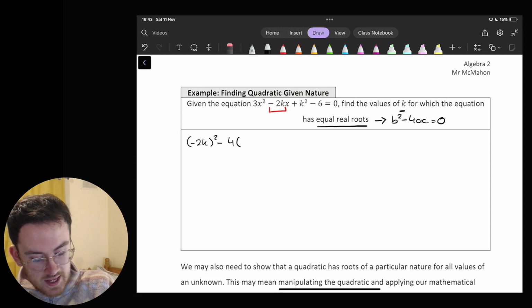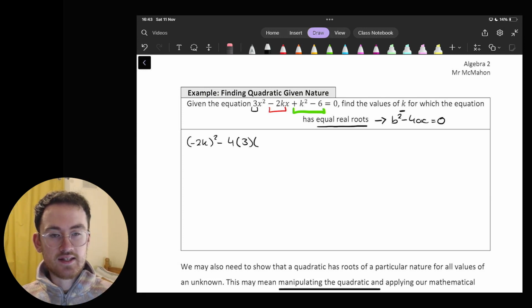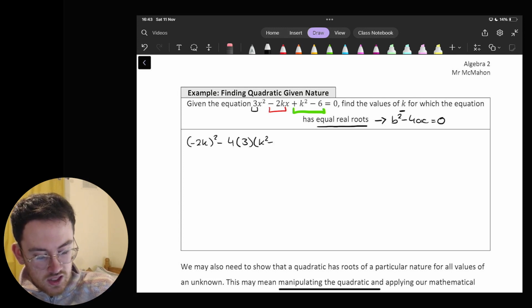Minus 4 times a, which is 3. For c, this is the part that can be confusing. For c, we take this whole last section here, k squared minus 6. Remember, the c part is the part that has no x on it. So that's this whole section here. We want that part to be equal to 0.